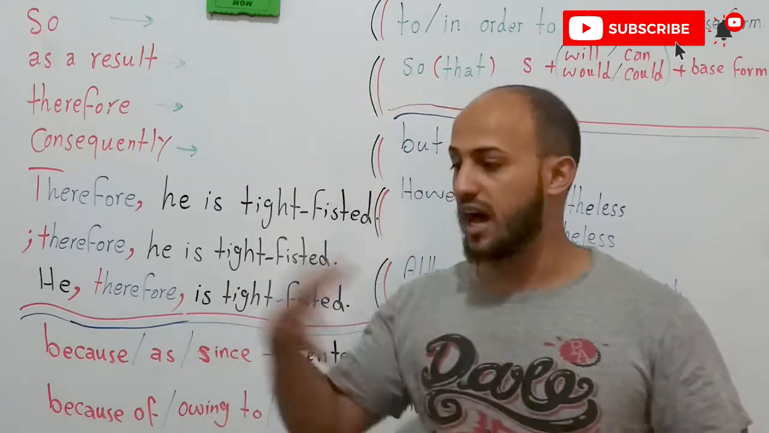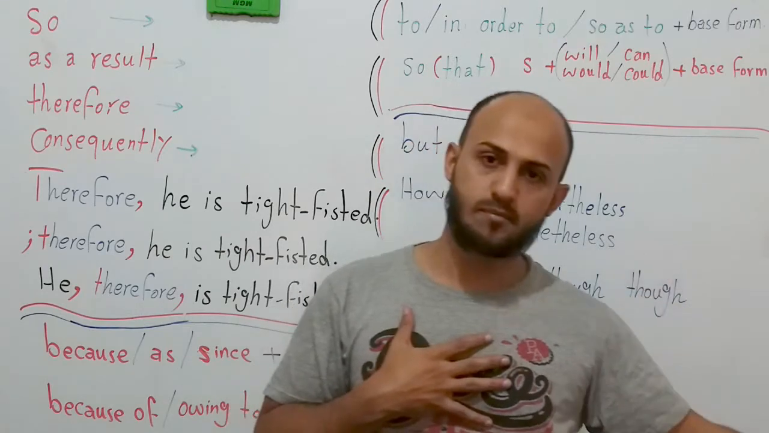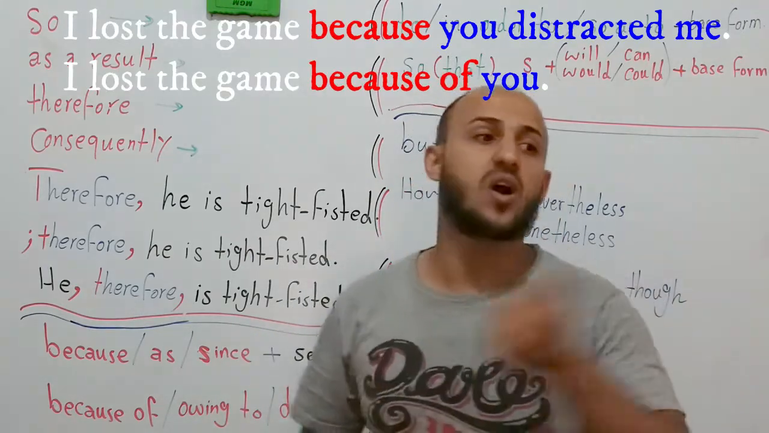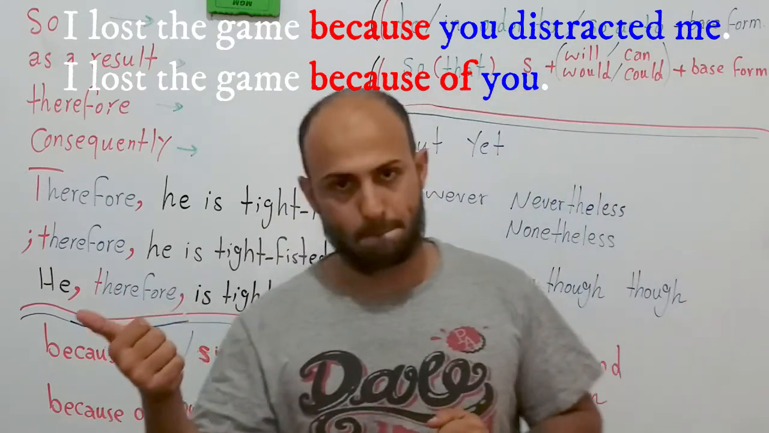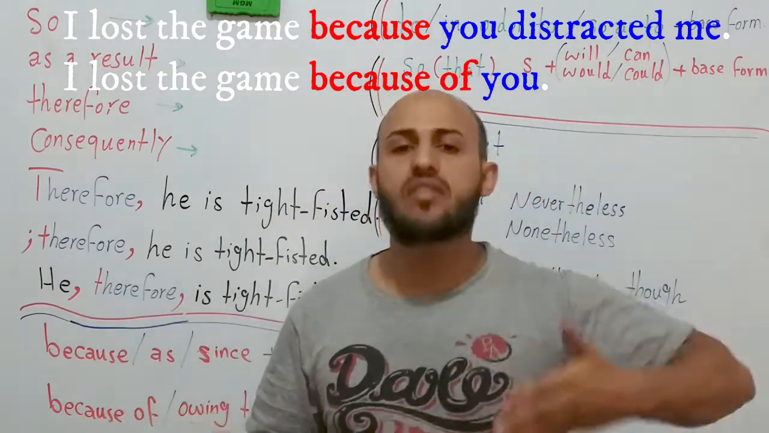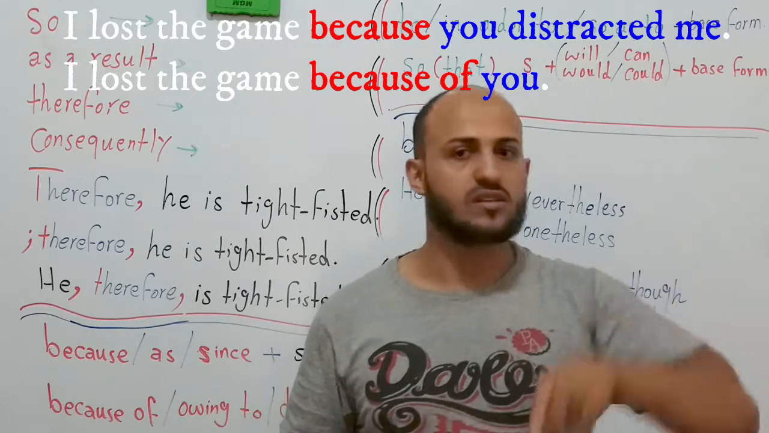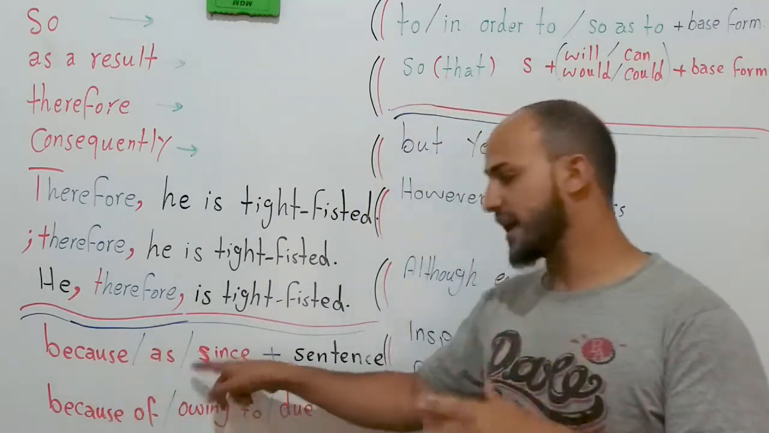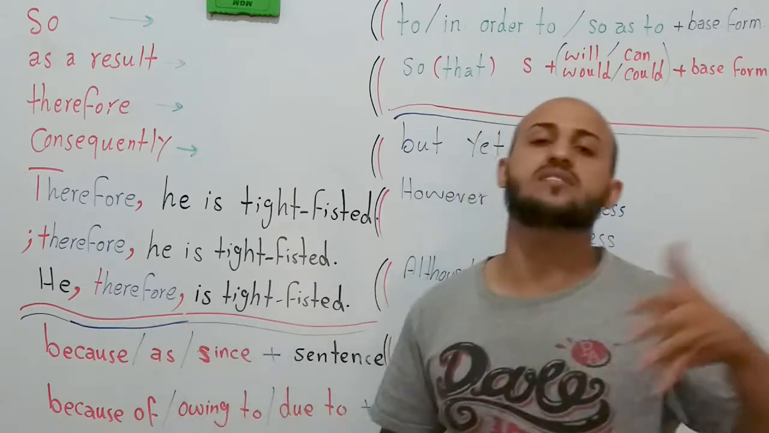So for example, you say, I lost the game because of you. All right? Because of her. Because of them. I don't say because they distracted me. Wrong. Okay? If I want to use a sentence, I go back to because or as since. I say since they distracted me.